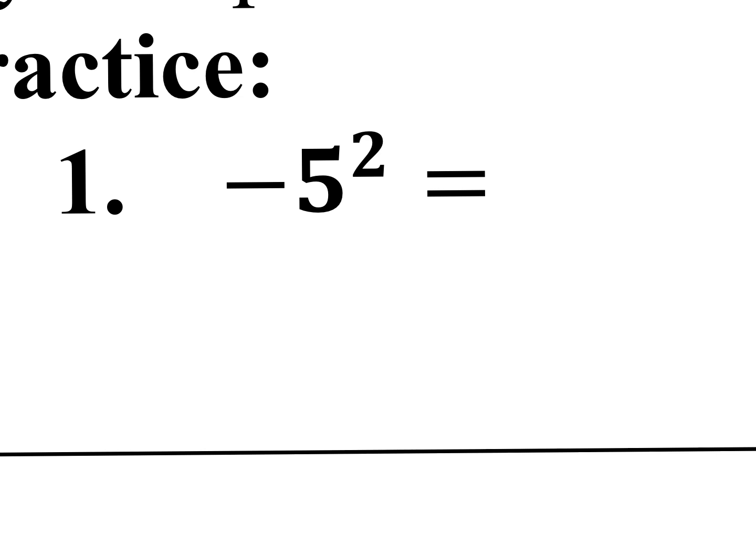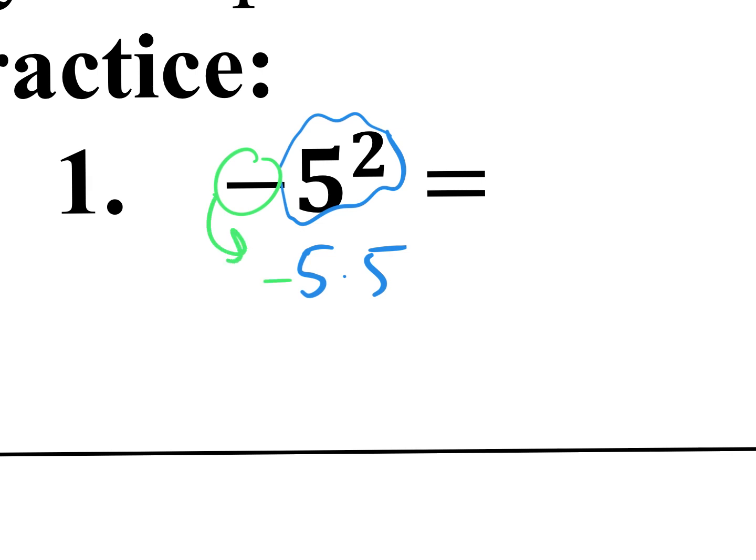It'd be negative 25. Once again, there are no parentheses right here. So that negative sign doesn't really belong to the 5. You got to do 5 squared first and then put the negative in front. So this 5 squared is really 5 times 5. And then you bring down that negative, just put it out in front. So what you really have is a negative 5 times a positive 5, which is negative 25.